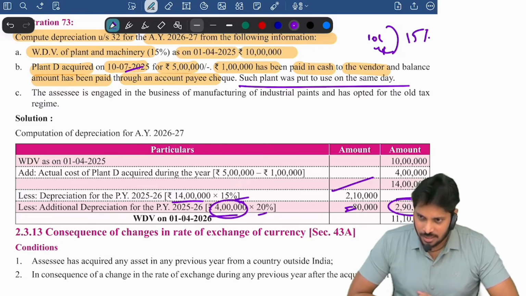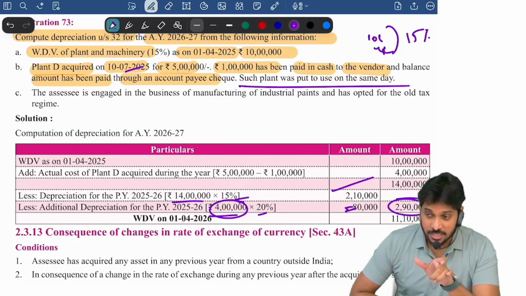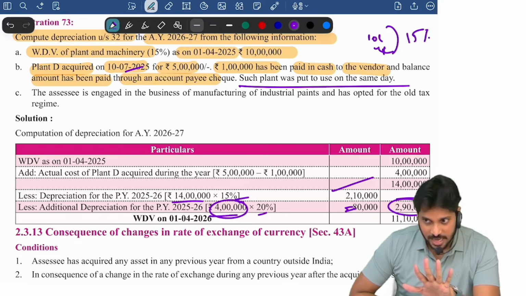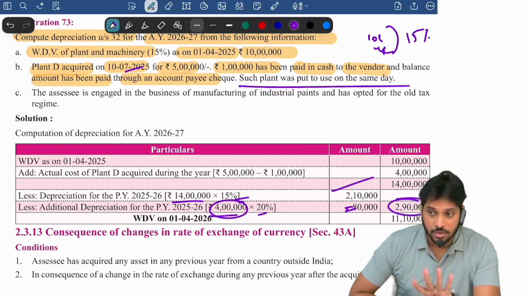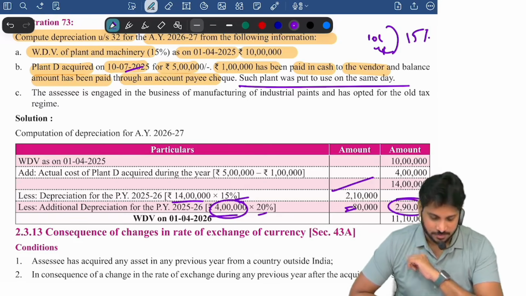Clear? Additional depreciation is only on the new machine. Again, actual cost means actual cost. But if the asset is purchased for more than 10,000 in cash, that will not be treated as actual cost. Here 5 lakh is the actual cost, but out of that 1 lakh is paid in cash. Remove it. So the balance actual cost is 4 lakh. So only 4 lakh will be added in the block, and additional depreciation will be claimed only on the 4 lakh.